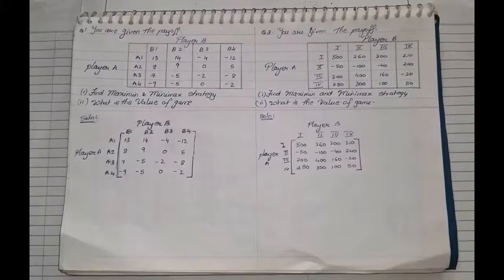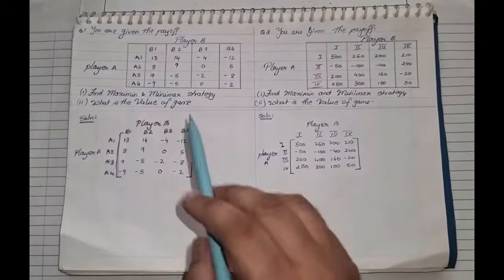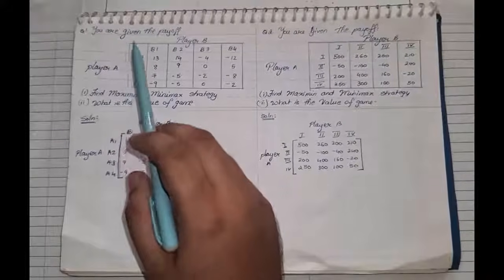The very first topic we will be covering is called game theory. This is one of the simplest topics in OR. Let us see how to solve sums based on game theory. Now if you look carefully, there are two sums on this particular sheet. So first we're going to solve the very first sum.